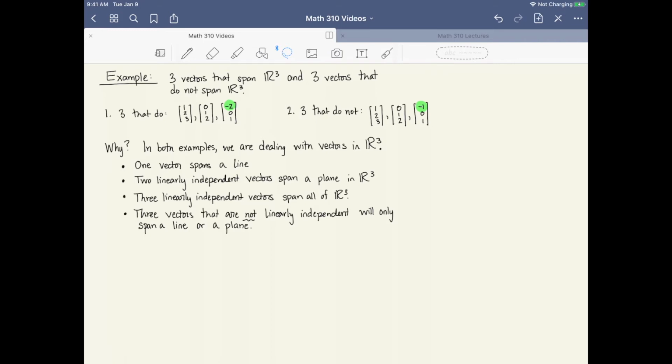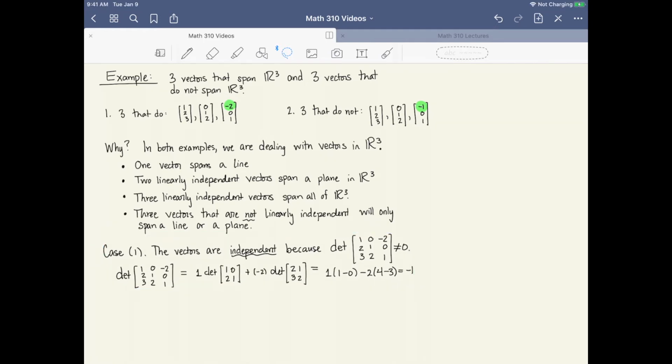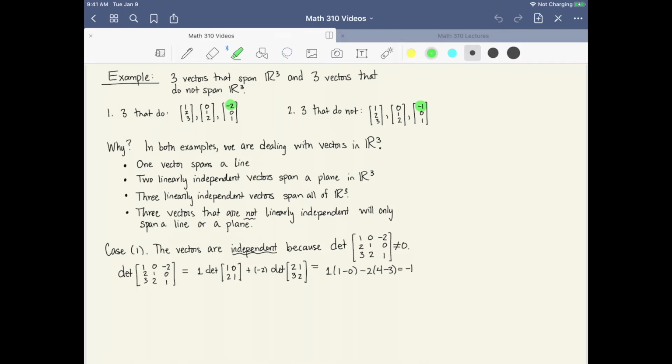In example 1, one thing we can do to quickly see that they're independent is to calculate the determinant of the matrix that's formed by stacking up these vectors as the columns. I haven't mentioned this factoid before. This is the first time we're using it. But the vectors given here are independent because this matrix has non-zero determinant. The calculation of that determinant is worked out right here using cofactor expansion along the first row.